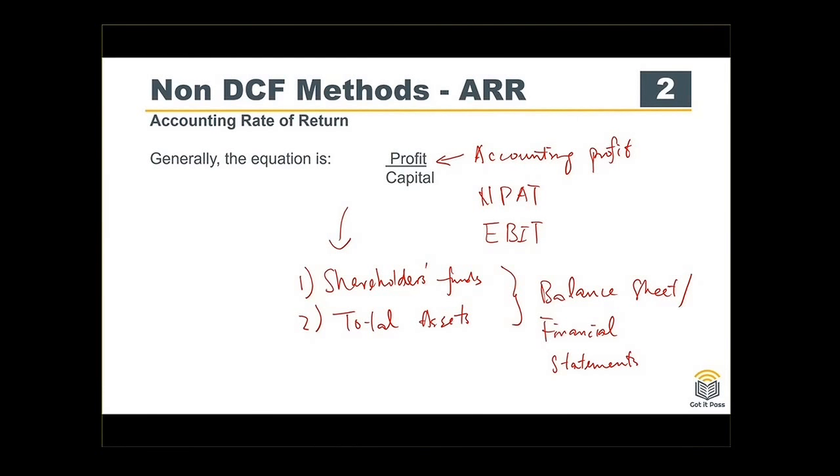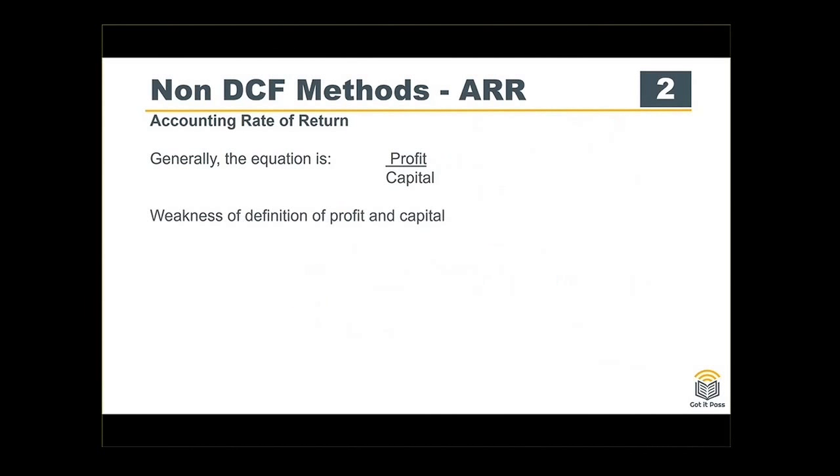So here we have profit, the accounting profit. We have the capital, for example, maybe shareholder funds, maybe total assets, and they are from the balance sheet. So for accounting rate of return, all these figures you can check from the financial statements, the published accounts. As I said, what is that profit? What is capital? I just mentioned two definitions of profit and also two definitions of capital. So it's a weakness: the definitions of profit and capital are not clear.